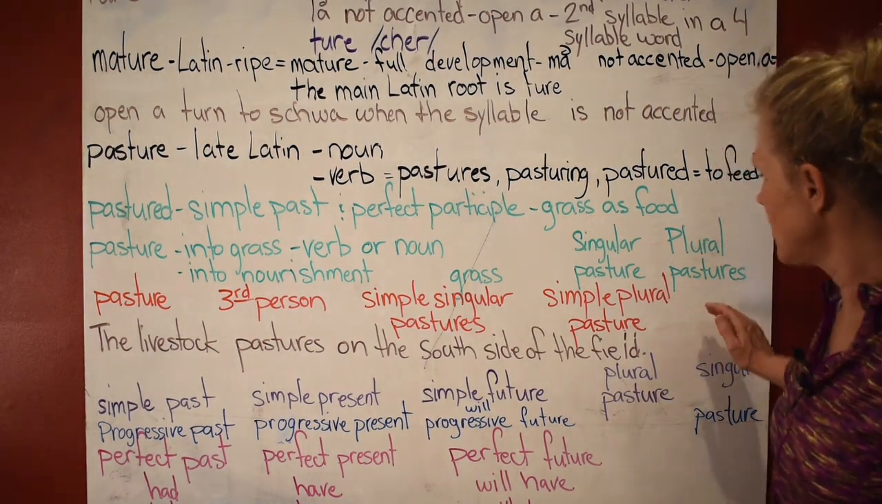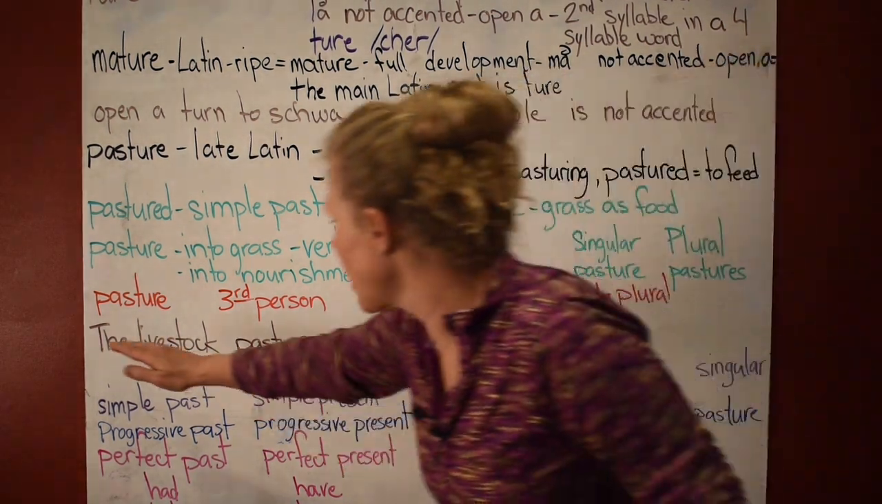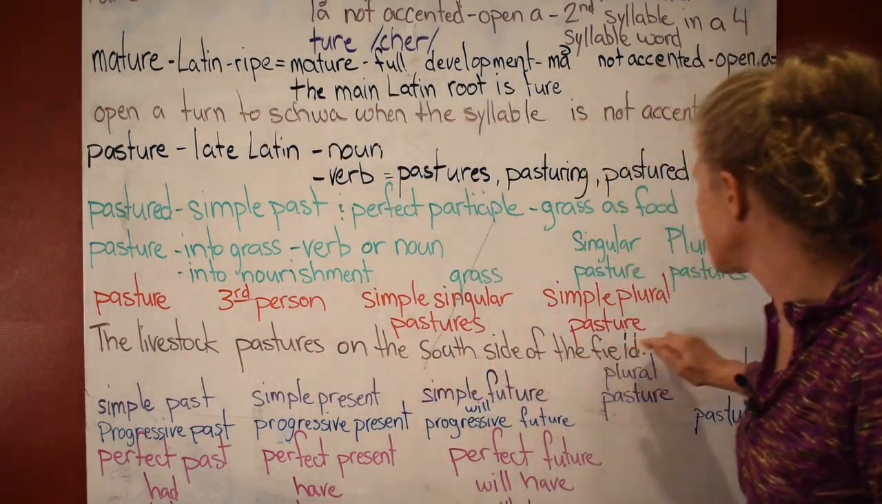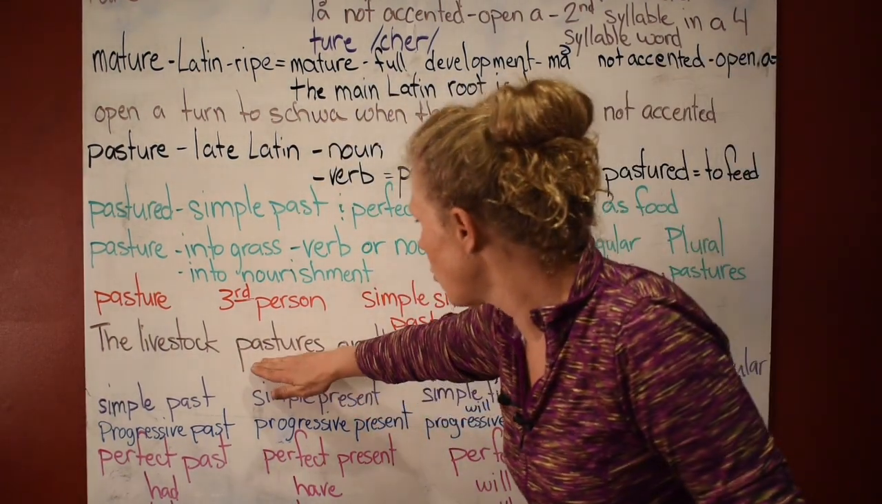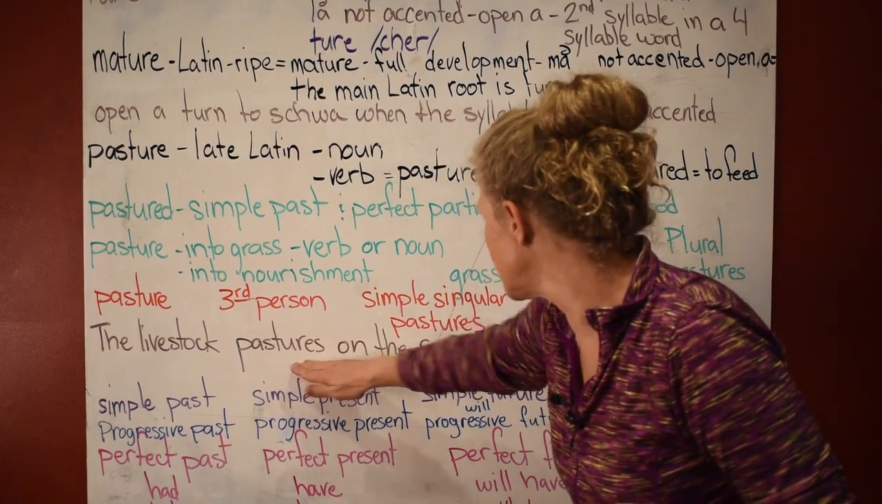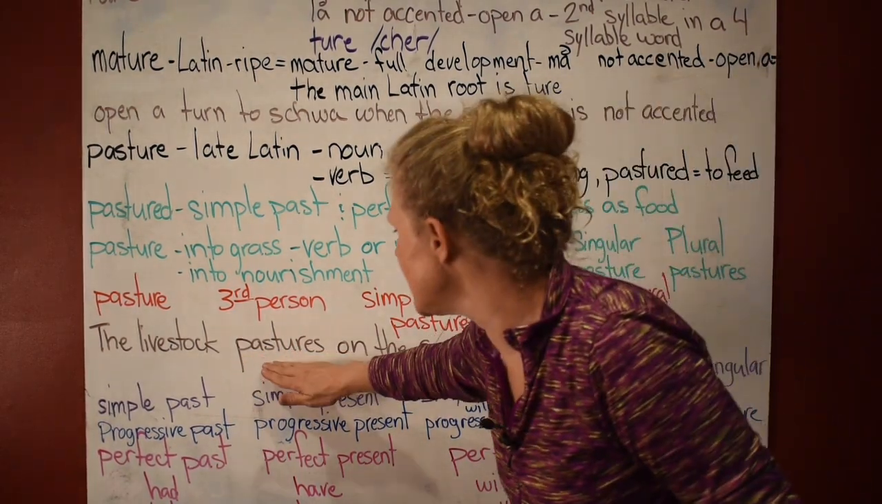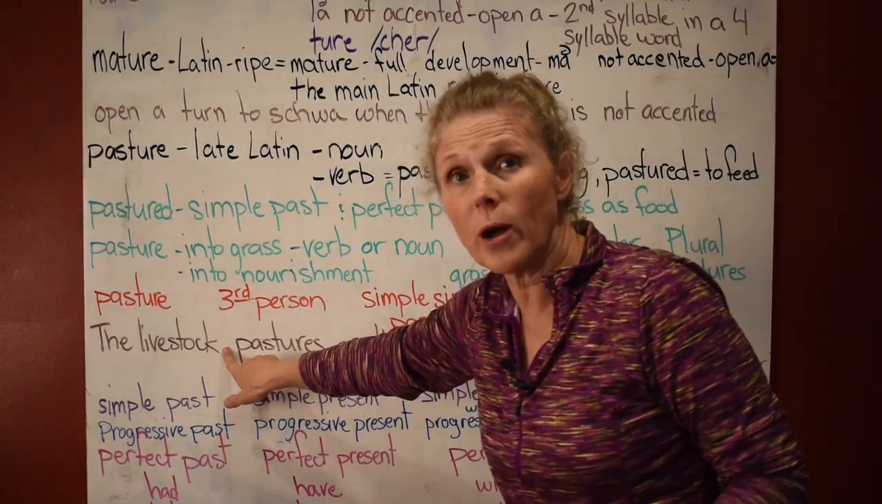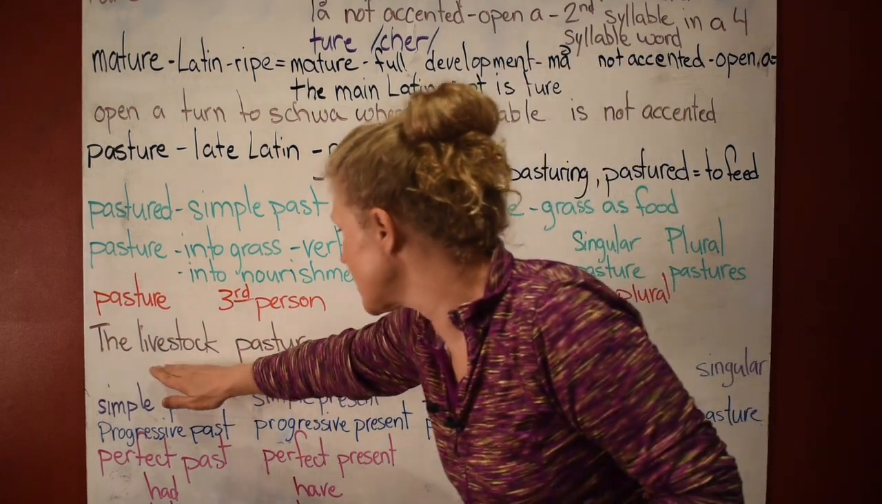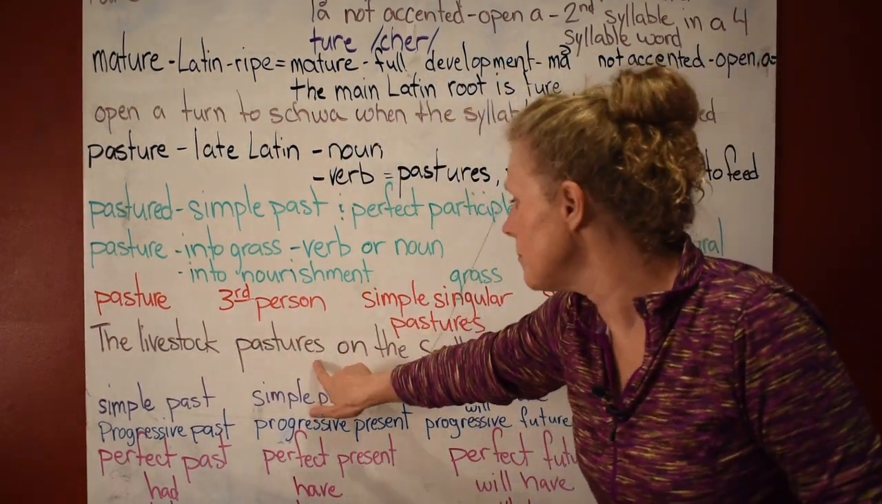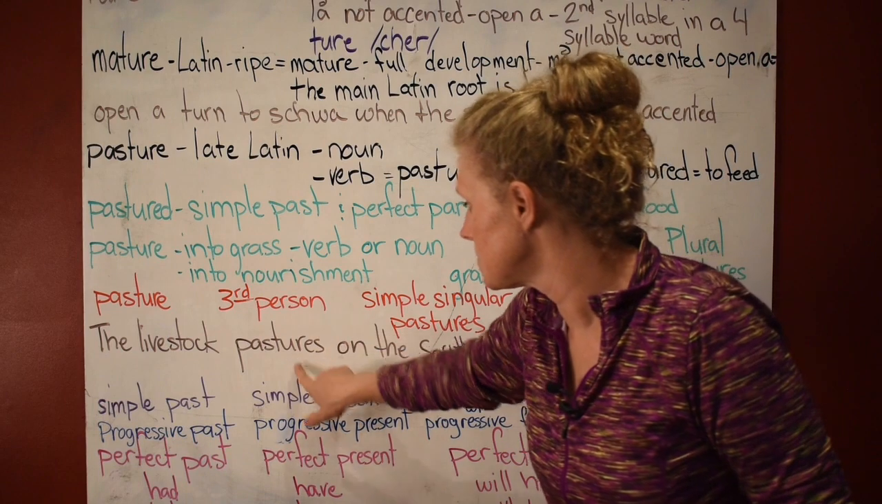Okay? All right, so look at this word. The livestock pastures on the south side of the field. So singular takes the singular verb. This is simple. There is no helping verb here, so singular takes the singular. So that means you have to have the s right there.